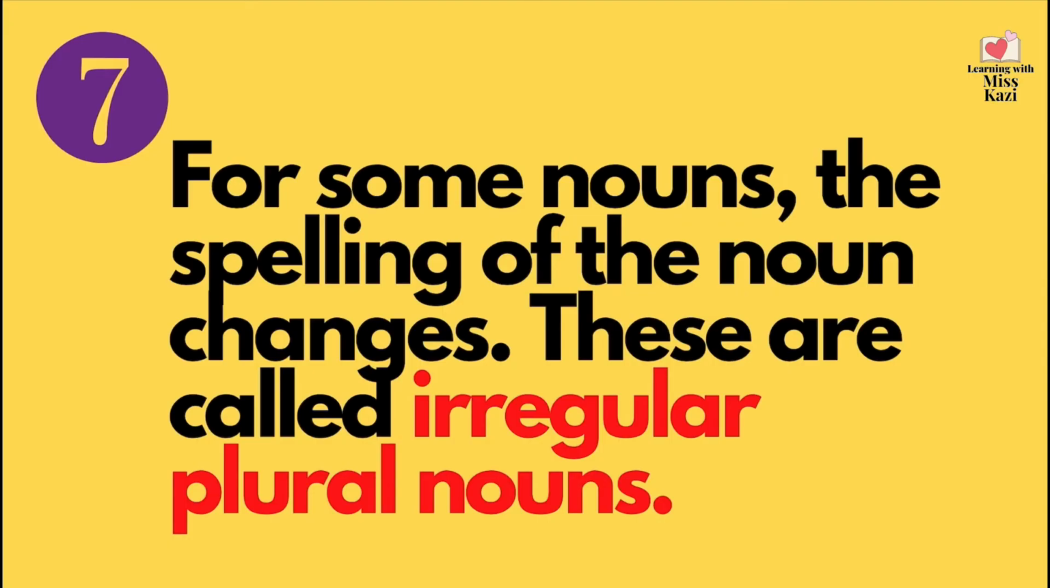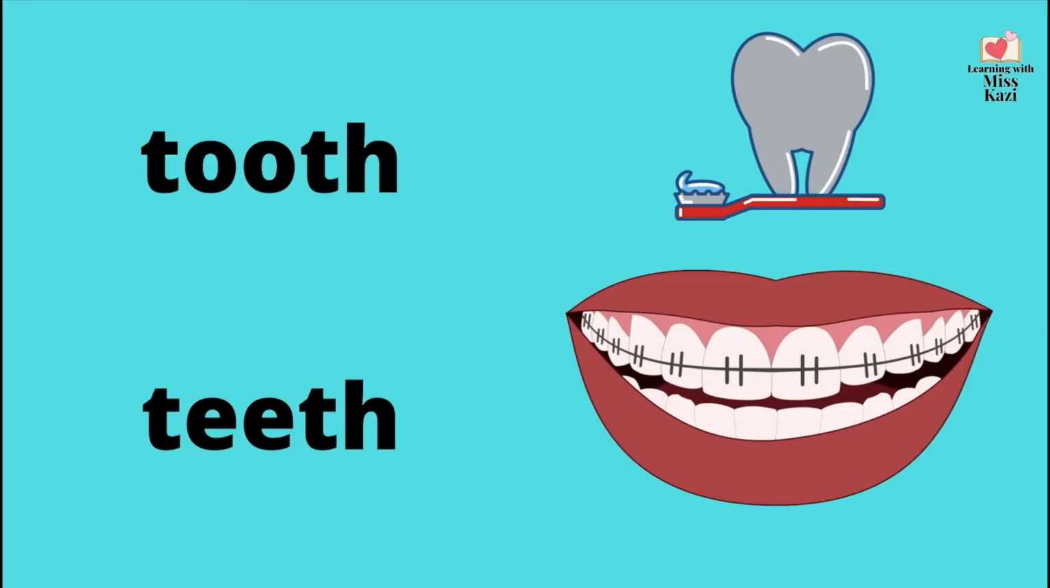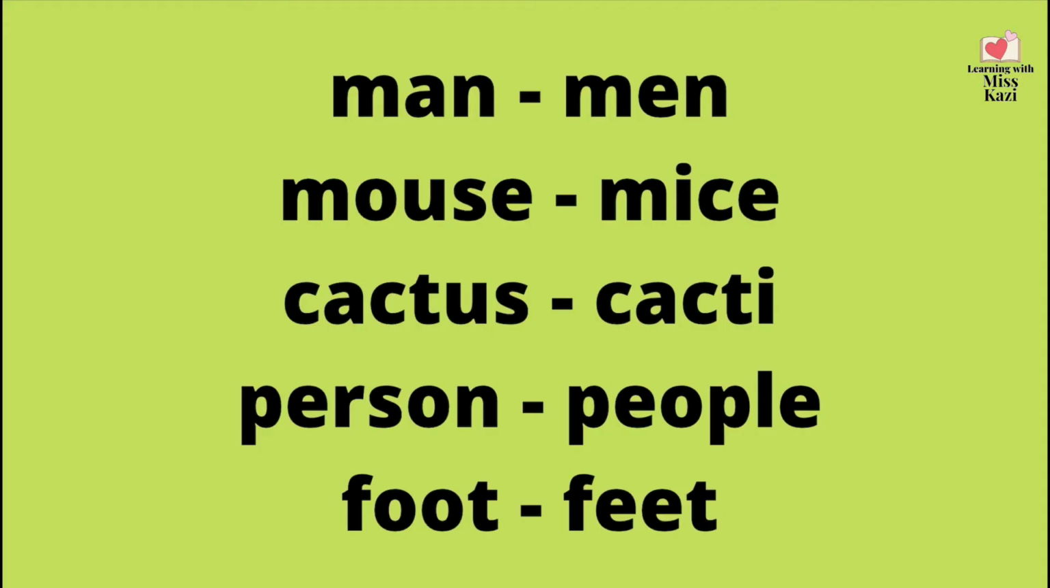Our next rule is, for some nouns, the spelling of the noun changes. These are called irregular plural nouns. So in these words, we do not add anything to it. The noun changes. It looks different now. For example, tooth, the plural of tooth is teeth. The plural of man is men. Mouse, mice. Cactus, cacti. Person, people. Foot, feet. Did you see how these words changed? These are called irregular plurals.